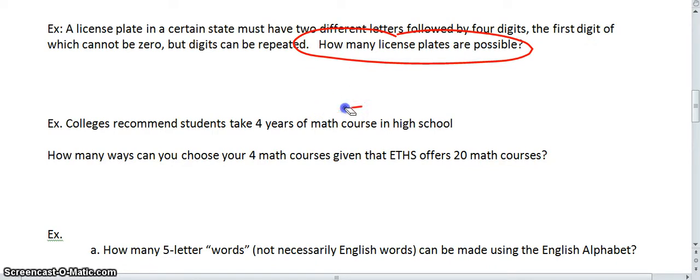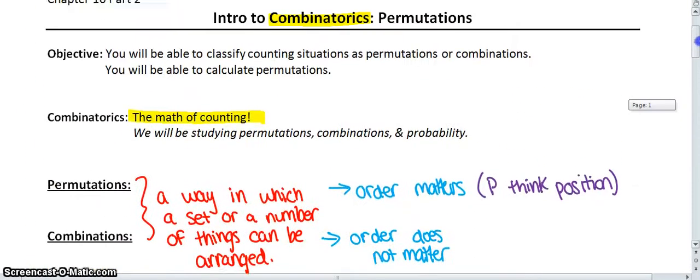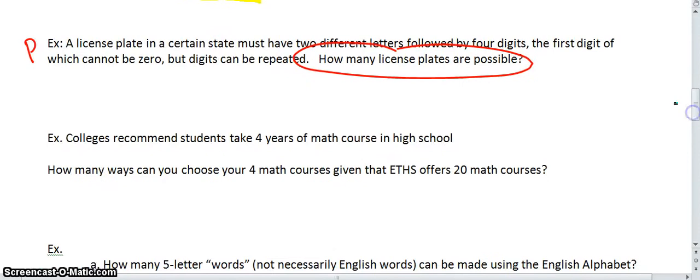Or of PQ, whatever it may be. So order definitely matters. This is a permutation. And for this video, we're going to only be talking about how to calculate permutations. That's why we'll be studying how to calculate permutations as our objective. Now that you know it's a permutation, let's talk about how you calculate this.